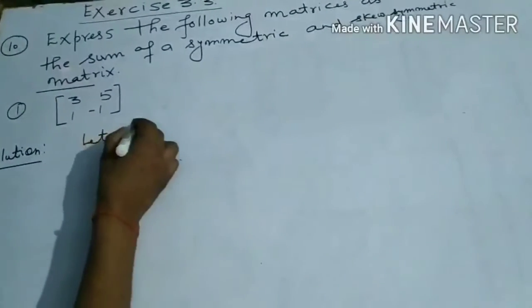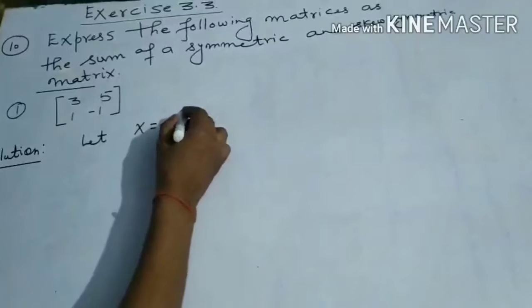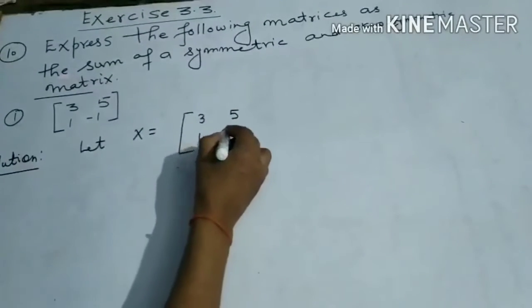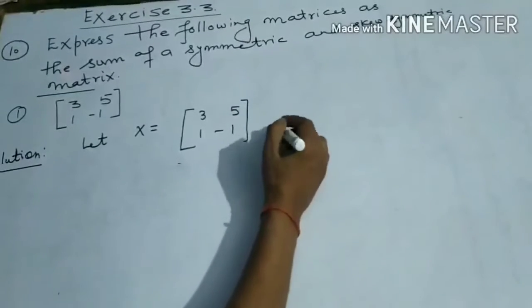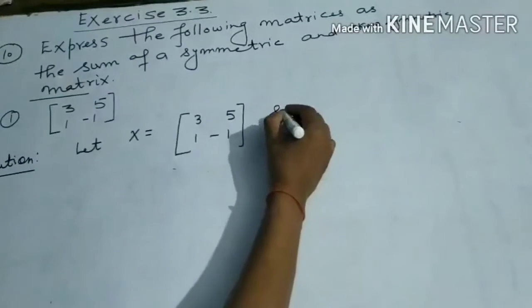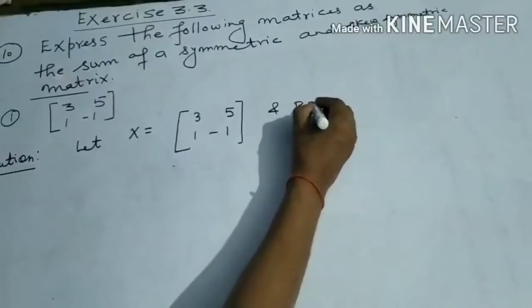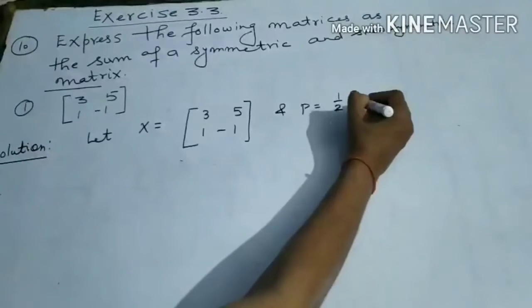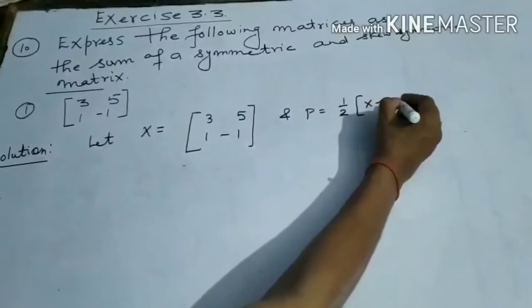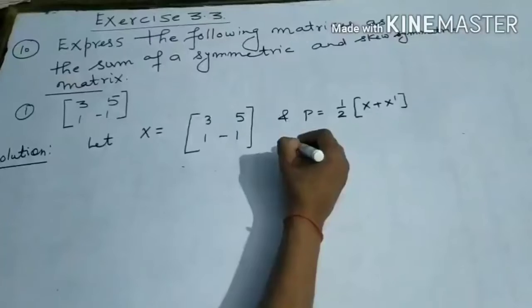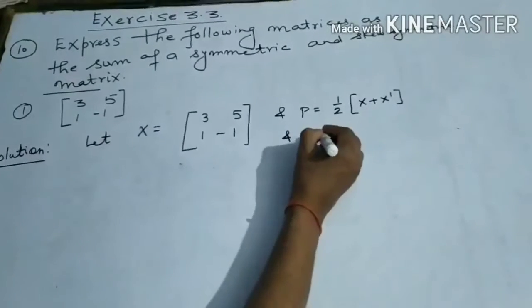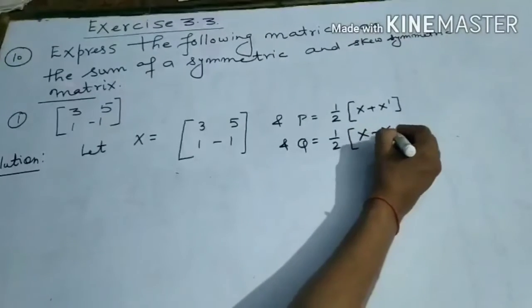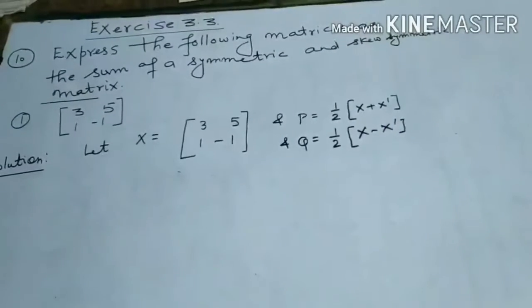Let X be equal to [3, 5; 1, -1], and P equal to 1/2 (X plus transpose of X) and Q equal to 1/2 (X minus transpose of matrix X).